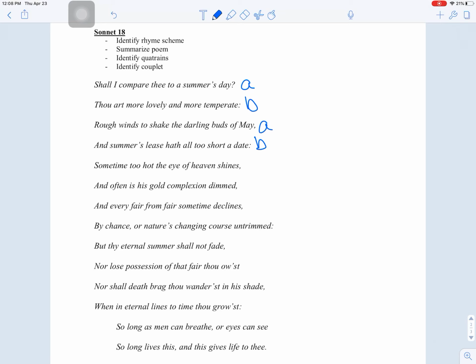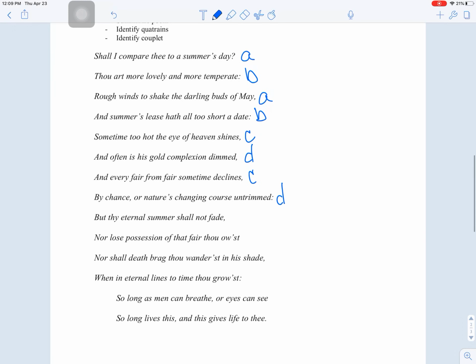Then we move on to the word shines. Shines doesn't rhyme with anything before it, so it gets a letter C. Dimmed also doesn't rhyme with anything before it, so it gets a new letter, D. Declines and shines rhyme, so we give that one a letter C as well. Untrimmed and dimmed rhyme, so it gets a letter D.